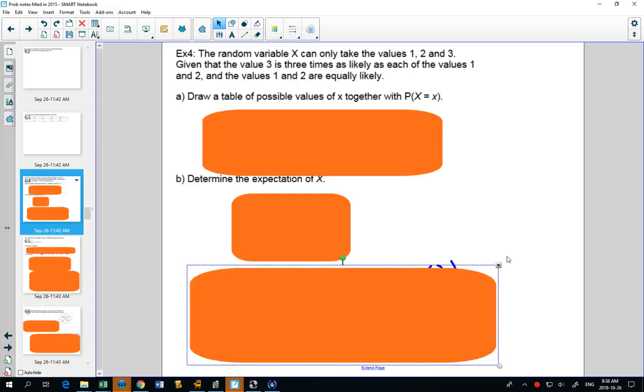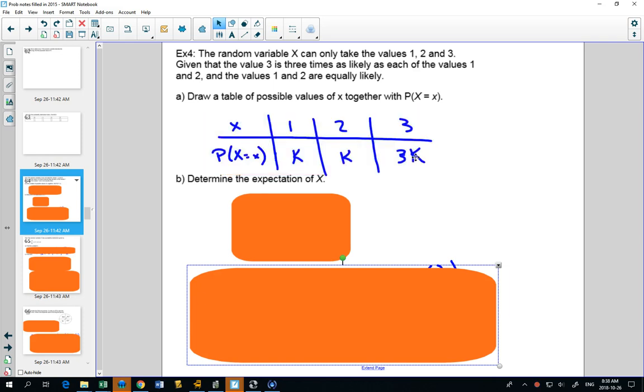Example 4, with all of these expectation and probability distribution ones, it makes sense to first draw our probability distribution table. So I chose a value of k to represent the probability of 1 and 2, and then it says the value 3 is 3 times as likely, so that would be 3k.